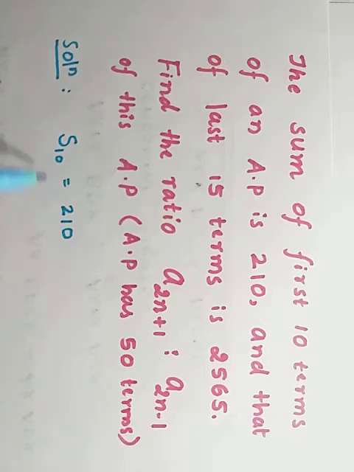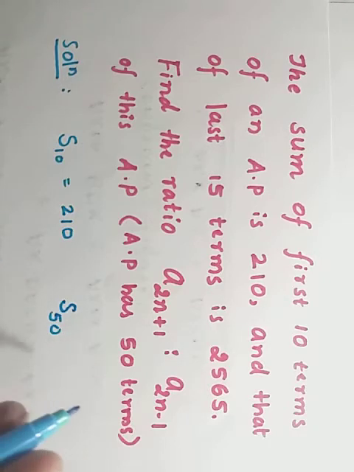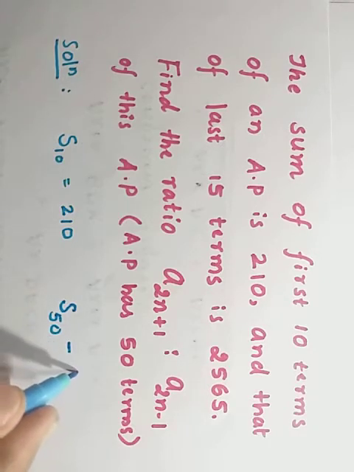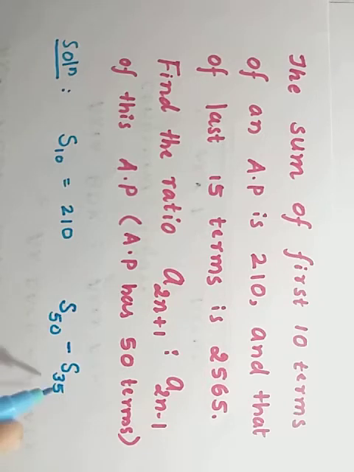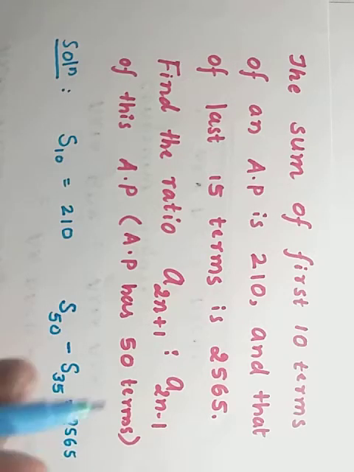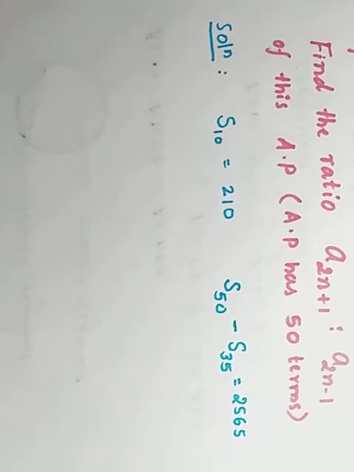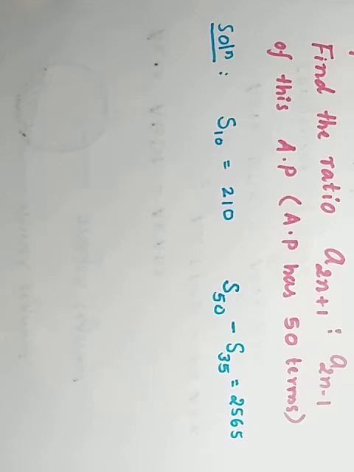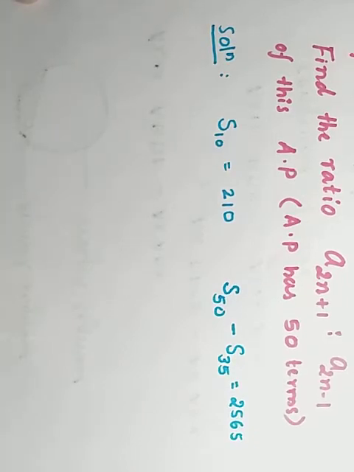Of that, the first 10 terms sum is 210 and that of the last 15 terms. Now, this means S50, because there are a total of 50 terms, minus S35. This gives the sum of the last 15 terms. That is given, this is equal to 2565. If we calculate these two, we will be able to get two different equations, and these two equations can be separately solved to obtain the desired result.